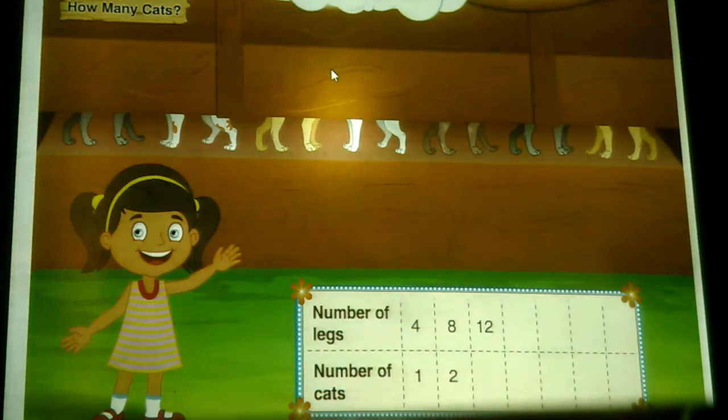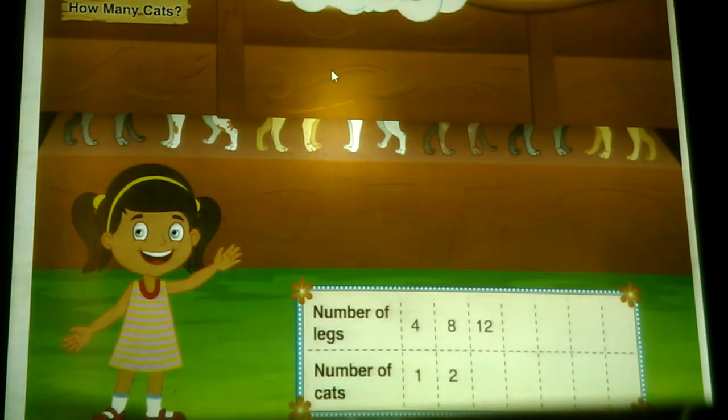A table is given here. In the first row, the number of legs 4, 8, 12 and 4 empty boxes are given. In the second row, the number of cats, that is, how many cats, is given. 1 and 2 are given in the first 2 boxes. The remaining 5 boxes are empty.